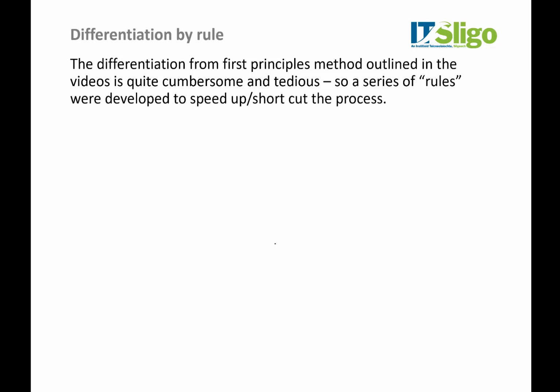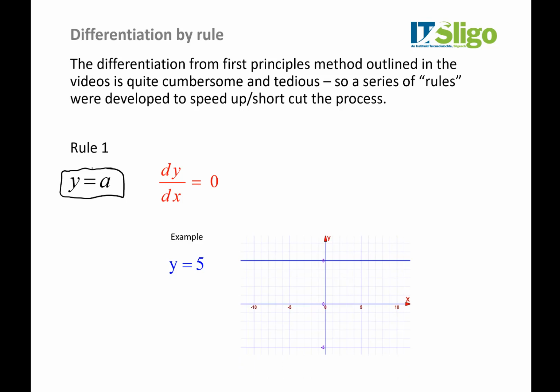So, just as I was saying, differentiation from first principles is pretty cumbersome and tedious, and our rules are used to speed up. So the first rule, if we have a simple function that's just a constant, there's no x terms involved, then the derivative is 0. dy dx is 0. And if we take a look, say if we have a line y is equal to 5, that's what it looks like. It's a horizontal line passing through y is equal to 5.